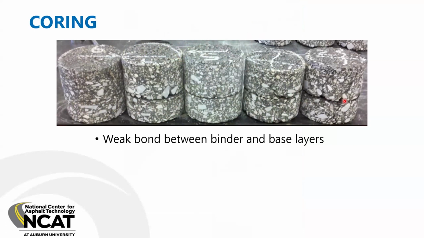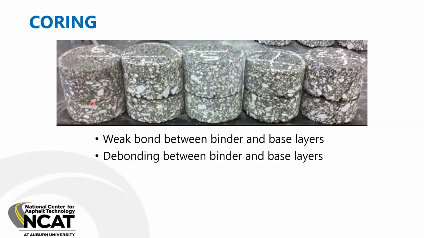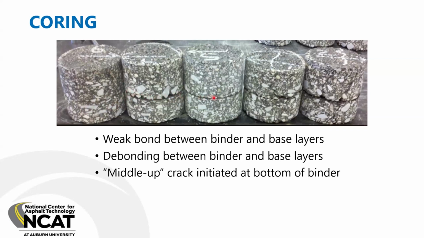So as he said, we had a weak bond between the binder and the base layers. And so you can see this tack coat layer right through here. And this is still an intact core, so it was pulled from a strong portion of the pavement. But then as this started to debond, we got an initiation of a middle up crack. So it debonded, and then this crack slowly going to work its way up to the top.